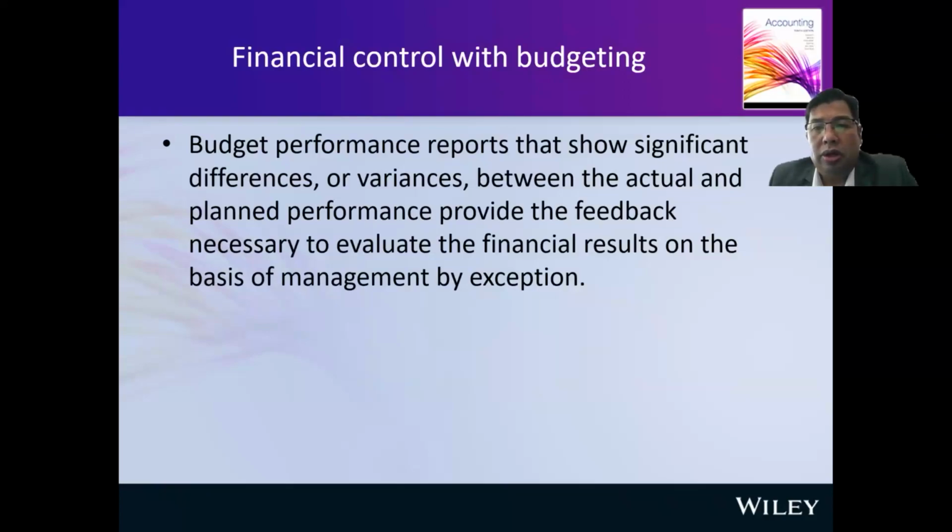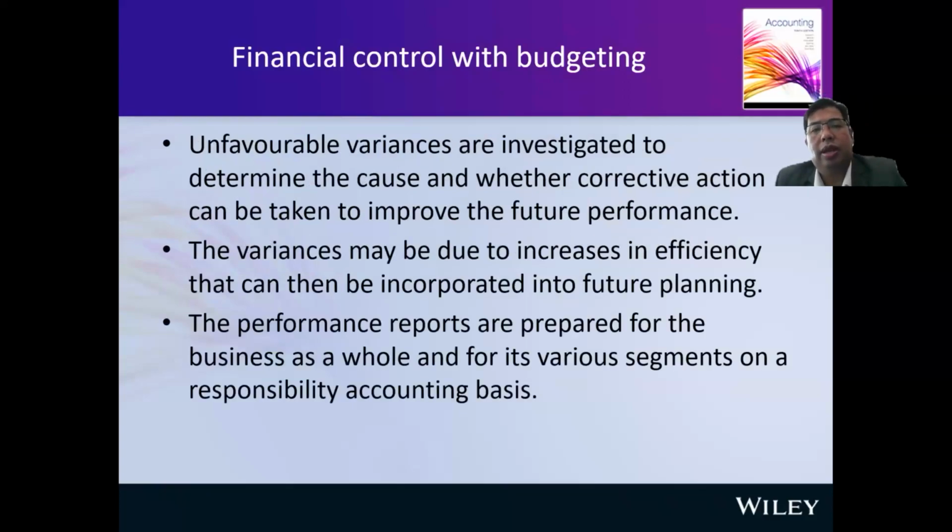The budget performance report shows the significant differences, variances between the actual and planned performance, and provides the feedback necessary to evaluate the financial result on the basis of management by exception. We are looking at the poor performance. Why did we fail to achieve certain targets? Why did we fail to deliver the goods, for example, why did we fail to produce the goods in such quantity, or why did our sales not achieve the target? So these are the things that we're going to investigate. We're going to compare our actual with our plan or budgeted figure.